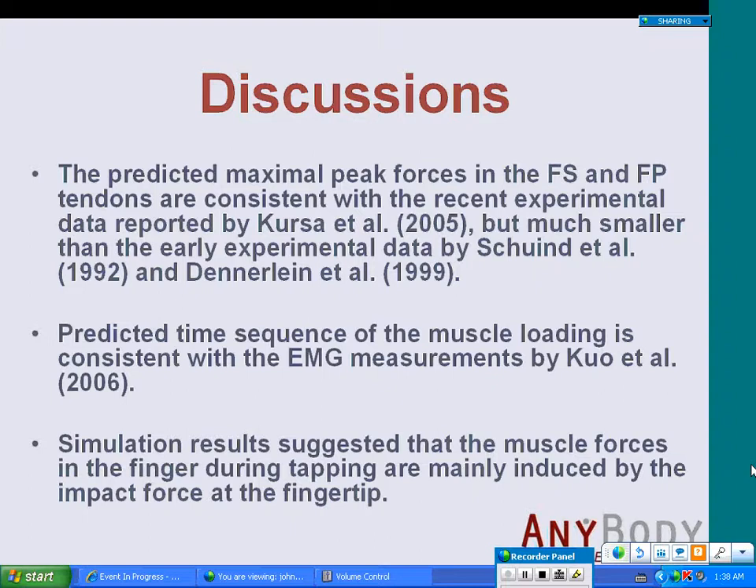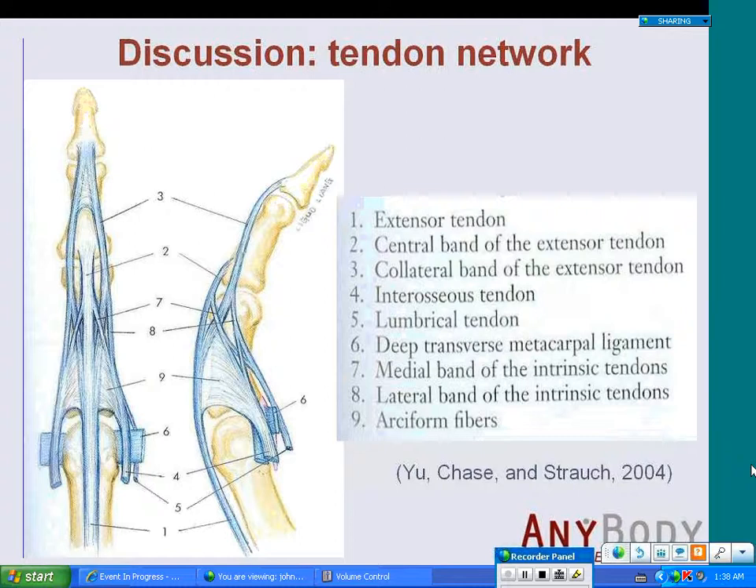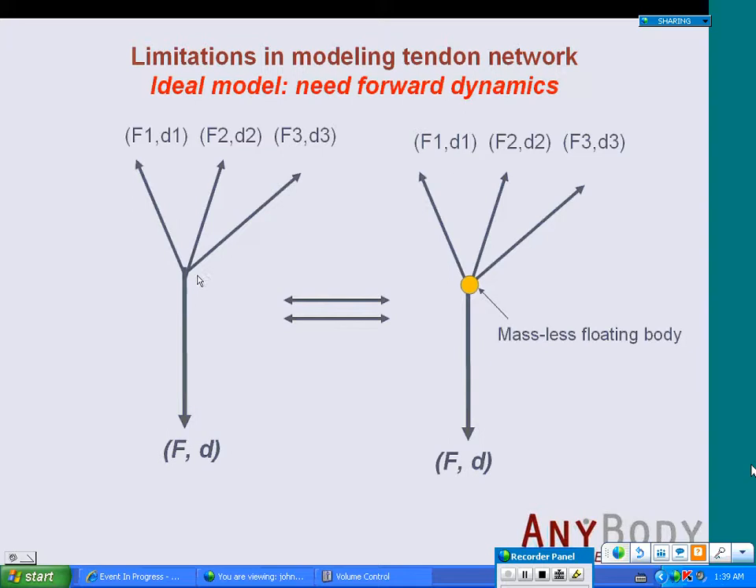So there's one point I will discuss with you. There are some limitations of this model, especially in simulating the tendon network. We know in the finger, the tendon network is very complicated. We have simulated this network using approximation. For example, in this net, especially difficult is one tendon that branches in the toe, then attaches to two locations. So it's very complicated to simulate in AnyBody as inverse dynamics.